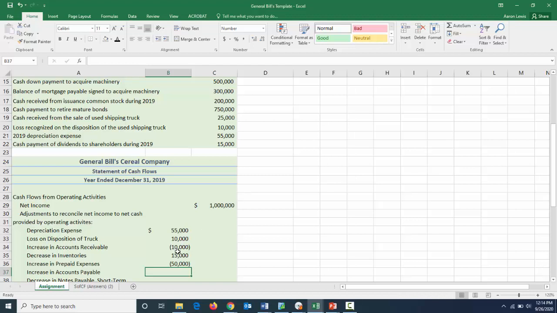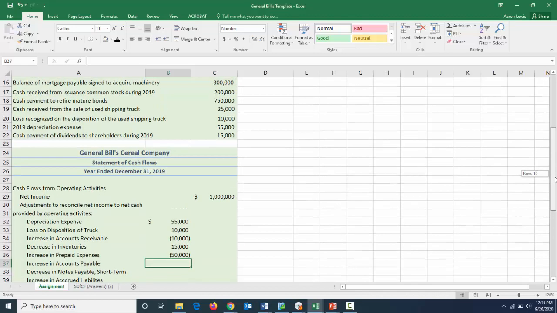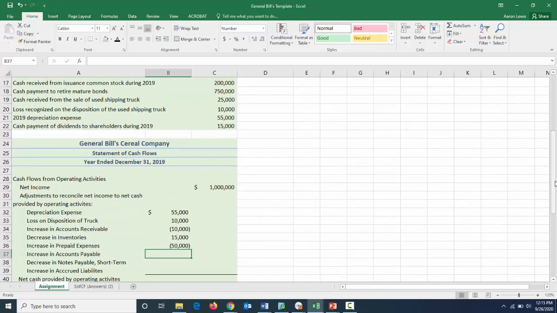For all of your current assets, again, it's always the opposite. If your change is positive, it's decreasing your cash flow. If your change is negative, it increases your cash flow. For the other three accounts that we are going to deal with, which are our accounts payable, our notes payable in the short term, and our accrued liabilities, they are current liabilities. And for those, you do the same.